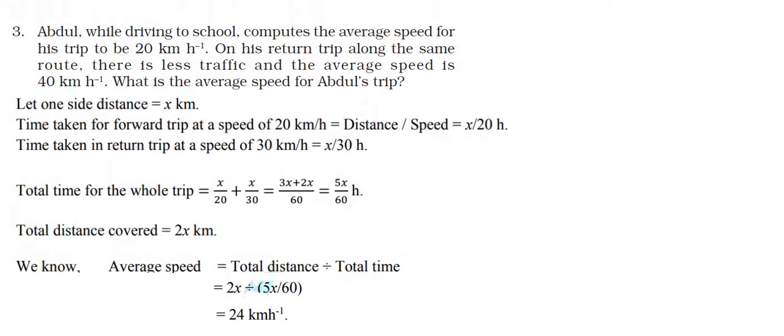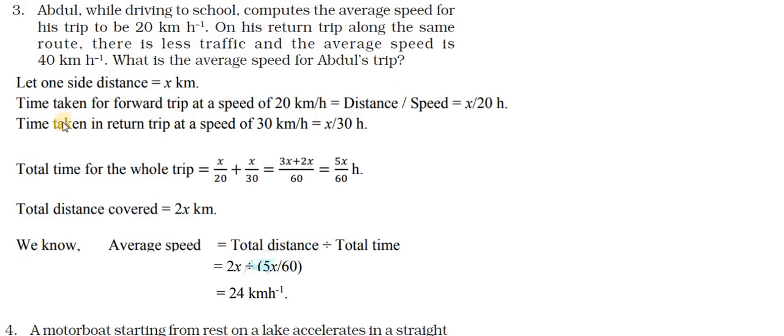So next, Abdul, while driving to school, computes the average speed for his trip to be 20 km per hour. On his return trip along the same route, there is less traffic and the average speed is 40 km per hour. So what is the average speed of Abdul's trip?